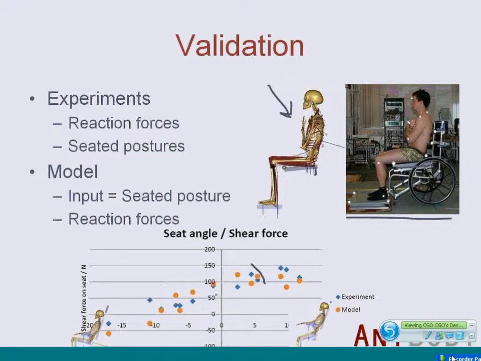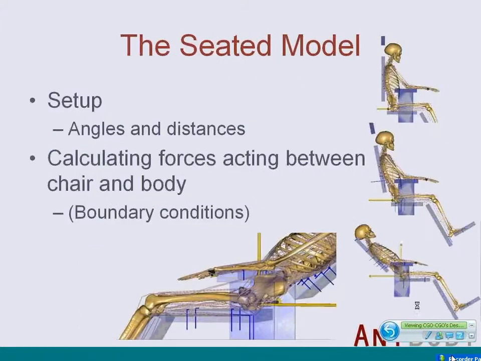And a comparison could look like this, where we have the orange one, the yellow ones are the model, and the blue ones are the experiment. Up the y-axis we have the shear force on the seat. So that's the parallel force on this seat. And the x-axis would change the seat angle. So this is just changing one parameter, and then you can measure it at the other one. And as you can see, they correspond very well.